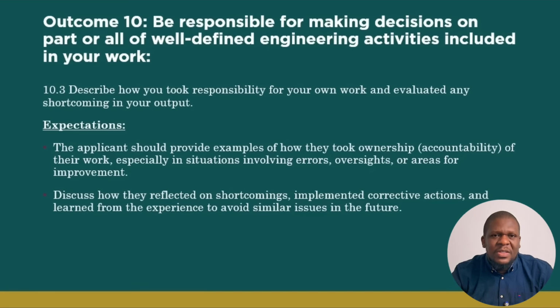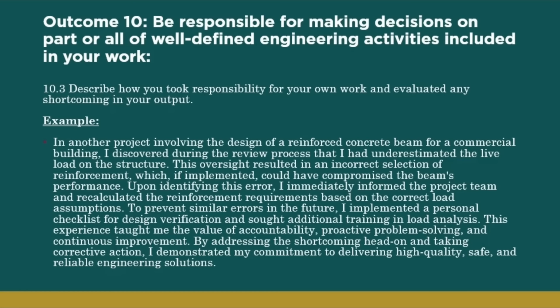Describe how you took responsibility for your own work, and evaluating any shortcoming in your output. What is expected of you to demonstrate competency here? The applicant should provide examples of how they took ownership of their work, especially in situations involving errors, oversight, or areas of improvement. Describe how you reflected on shortcoming, implemented a corrective action, and learned from the experience to avoid similar issues in the future. Now, how do you demonstrate competency in this outcome?